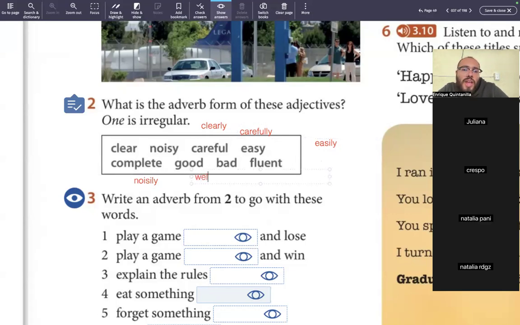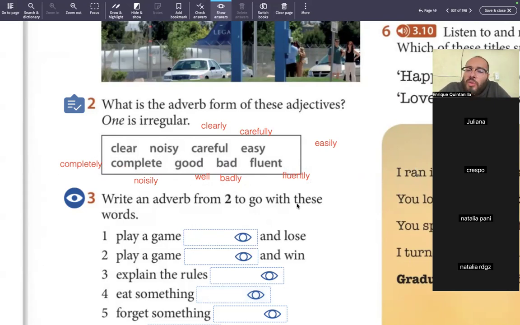Good, well. Complete, completely. Bad, badly. This is kind of strange, but it is bad, badly. Fluent, fluently. Yes, exactly. Fluently. Now, for example, the examples are below.